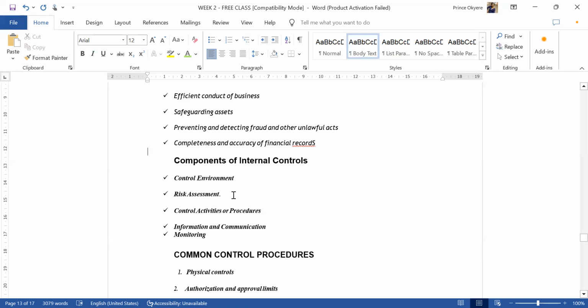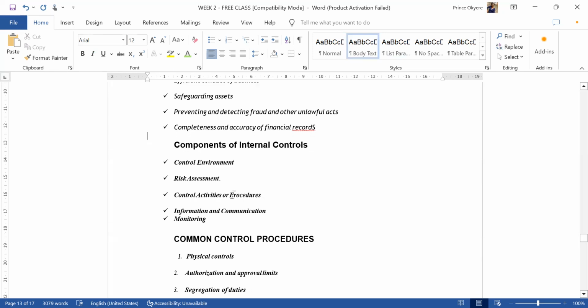Risk assessment. If you've not done your risk assessment, you will not know the kind of internal controls to put in place. Based on the example I gave, management did the assessment and realized that they were losing cash at their pharmacy. There was theft at their pharmacy. So that was the risk assessment they did. After doing your risk assessment, you need to put in place the control procedures or activities, for example, I mentioned segregation of duties.